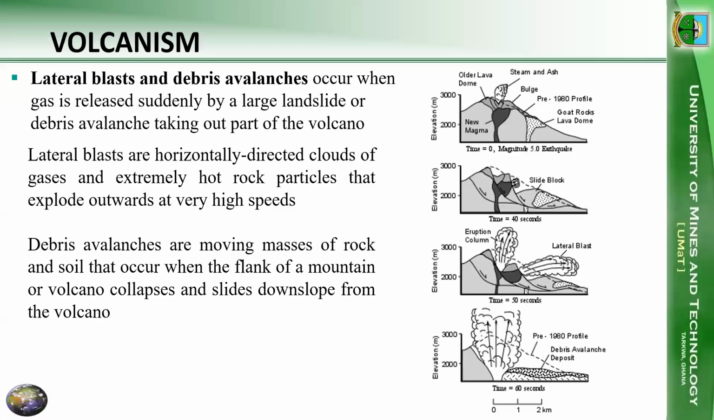We also have what we call lateral blast and debris avalanches. These have to do with a sudden collapse of a flank of the volcano, and then we have the entire mass running at very high speeds. Lateral blasts are horizontally directed clouds of gases and extremely hot particles. And then we also have what we call debris avalanches.